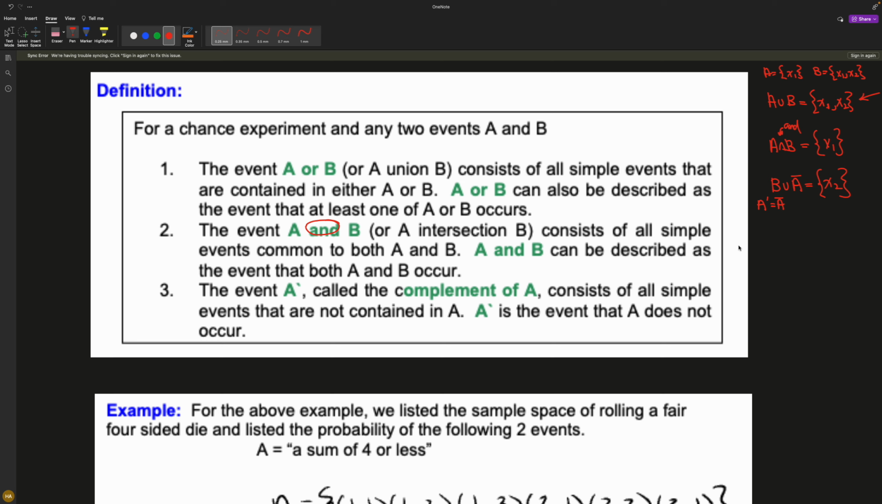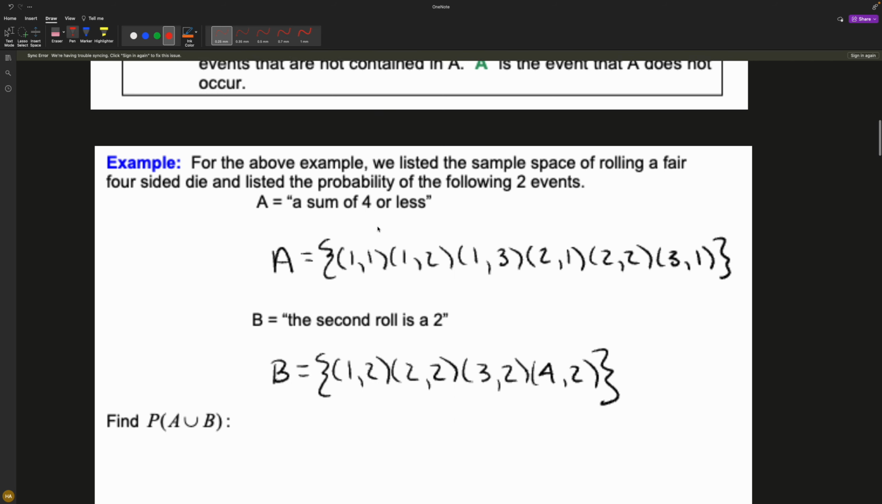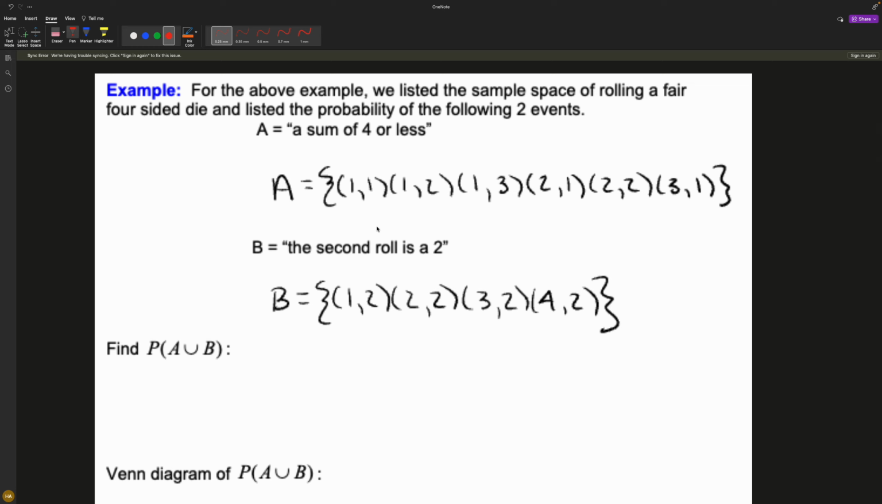I think we're going to go over it in a bit. For the above example, we listed the sample space of rolling, well, you guys don't see the above example, but we have a die that has 4 sides, not 6. So it's 1, 2, 3, 4. Let's say the probability of the following events: the sum of 4 or less, which is basically you roll a die twice, and the sum has to be either 4 or less. Remember, your S, which is your sample space of everything, would be 1, 1.